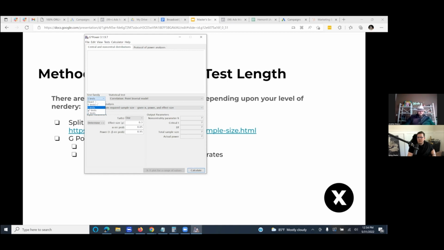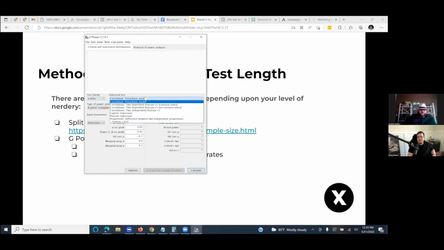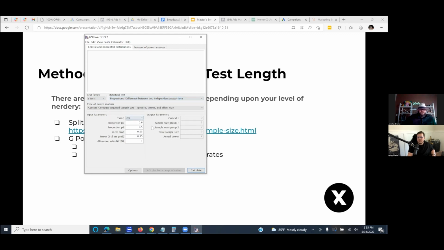If you're not a statistician, you're not going to know what F tests and T tests and chi-squared tests are and all that, and it doesn't matter. It is Mac friendly. They have a Mac friendly version. So just know that we're going to use Z tests, okay? And then for the statistical test type, just know that we're going to use proportions, okay? And proportions in this instance, what we mean by proportions are known conversion rates, okay?